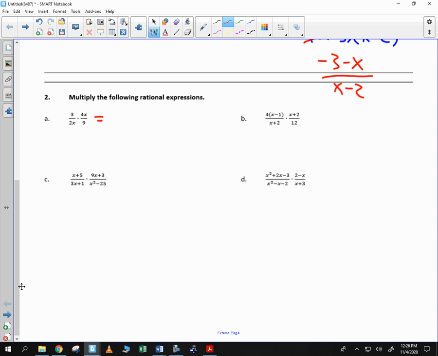This is not cross multiplying. Cross multiplying is when you have a fraction equal to a fraction. And in that situation, we cross multiply in order to solve. That's not what's going on here because there's no equal sign. So what we will do is we will look across from each other. 3 over 9 will reduce to 1/3. 4x over 2x will reduce to 2 over 1. And I get 2/3.